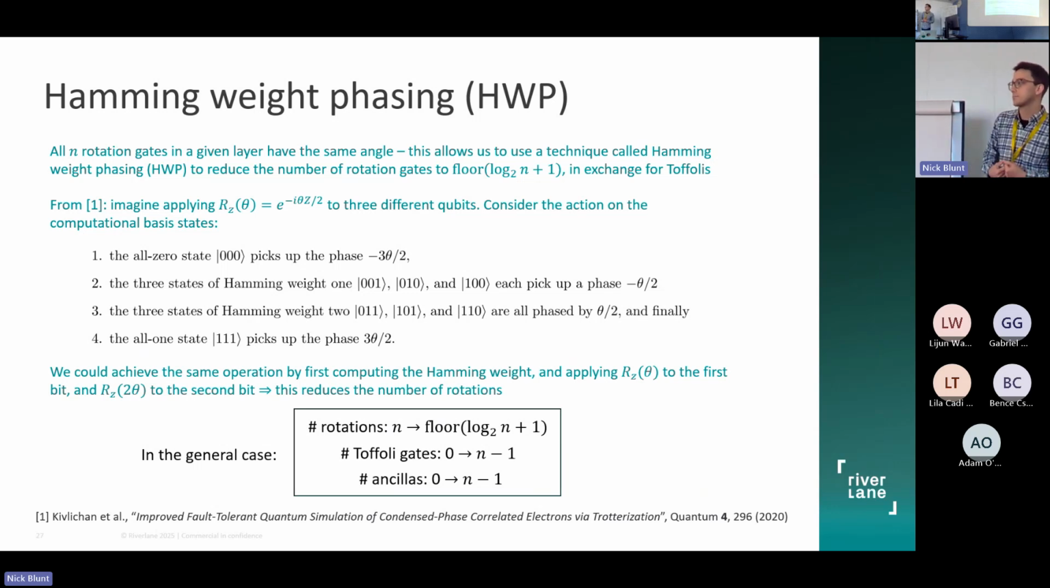So you're diagonalizing all of these tiles. Yeah.